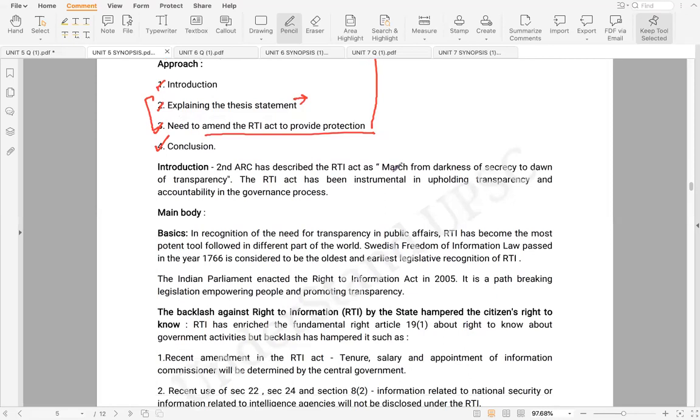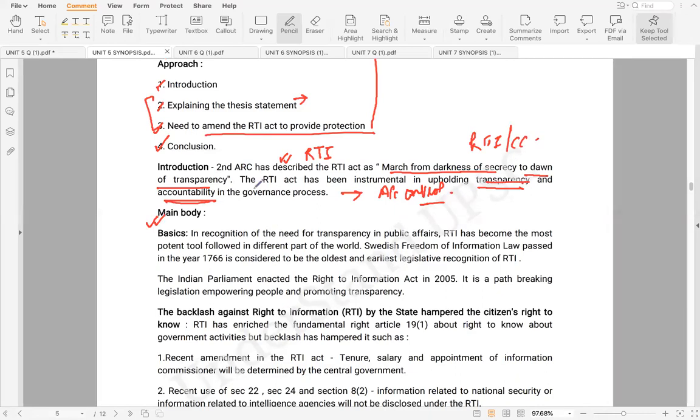Second ARC has described the RTI as march from darkness of secrecy to dawn of transparency. This is a direct quote from Second ARC that you can pick up for RTI. The RTI Act has been instrumental in upholding transparency and accountability in the governance process. Wherever you have such accountability and control questions, for example RTI or citizen charter, try to include the good governance keywords: transparency, accountability, etc.